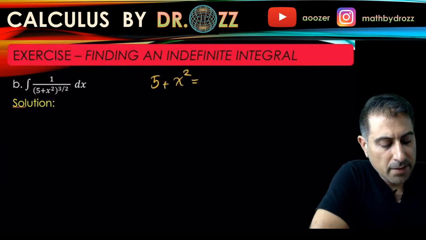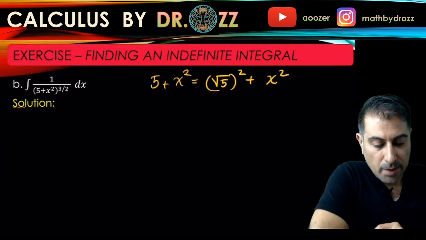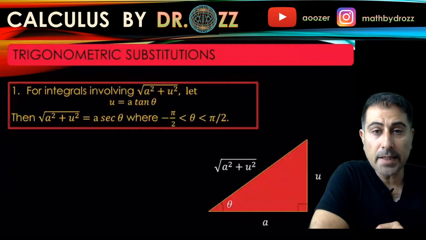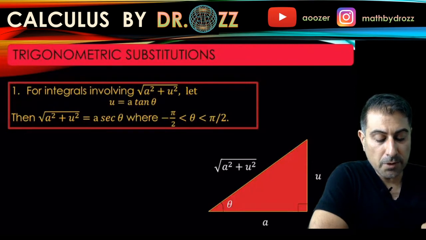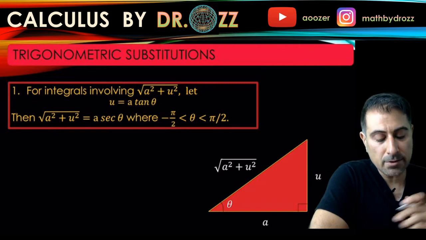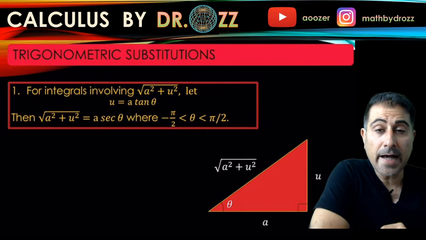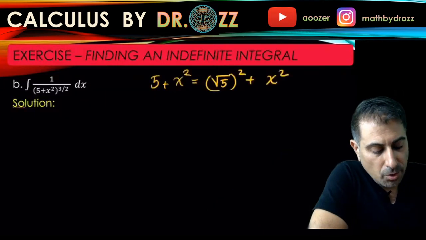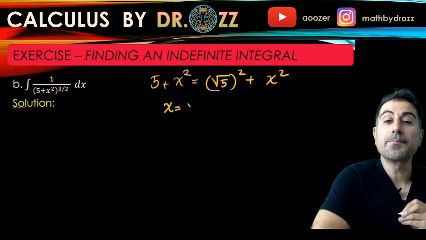This is radical 5 squared plus x squared. And I'm going to rely on the same trig substitution as in part A. This is the sum of the squares, even though I don't have the square root directly here. So I'm going to use u equals a tan theta. So it's number squared plus u squared, and here that number is radical 5. So I'm going to go with x equals radical 5 tan theta.